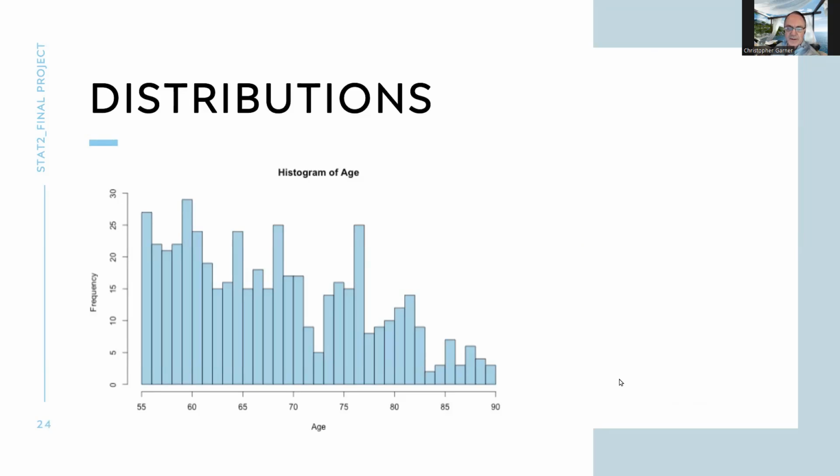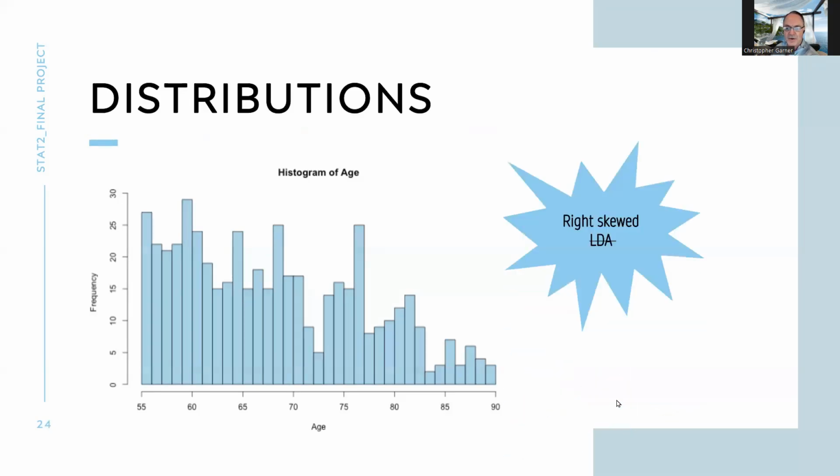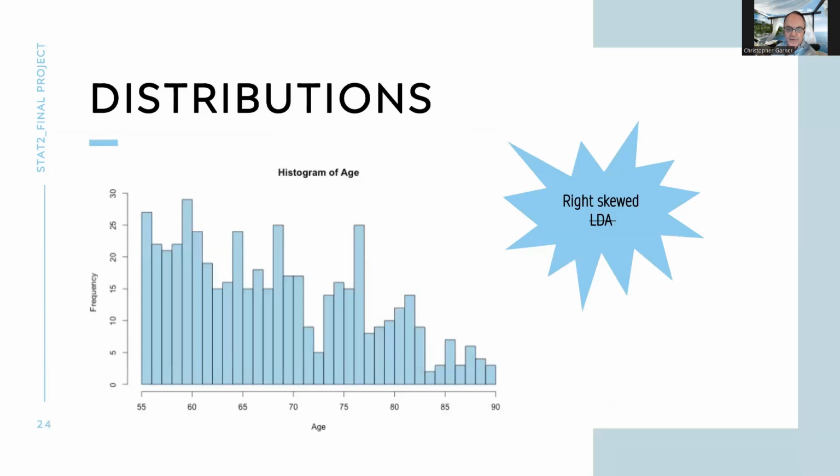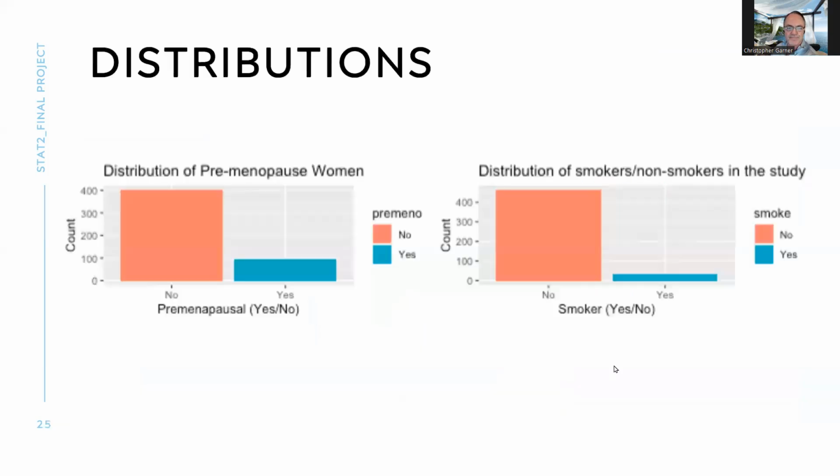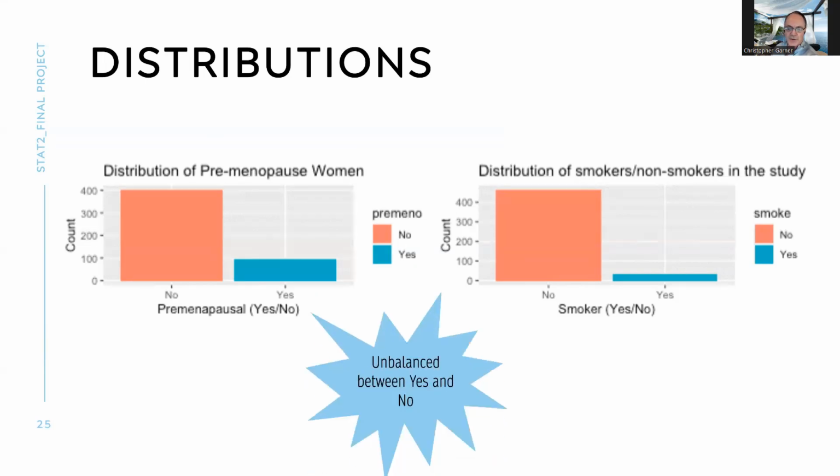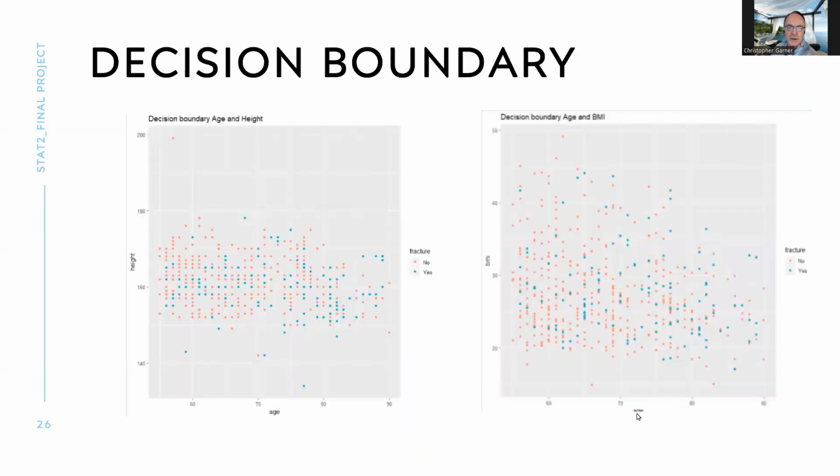The histogram of age shows a right-skewed data set, further indicating that LDA may not be the proper analysis for this data set. Now, these are distributions. These are just counts of the different variables, premenopausal, yes or no, as well as the smokers, non-smokers. And as we can see, these are unbalanced between yes and no. Finally, we'll look at the decision boundaries of age and weight and age and BMI, and we don't see any clear boundaries, further indicating that LDA may not be the correct method.